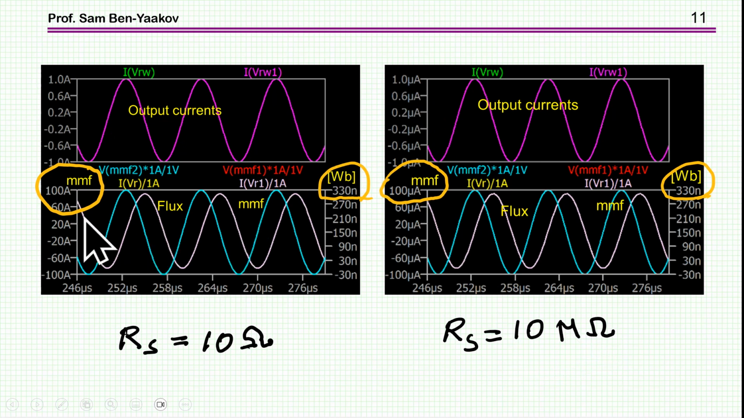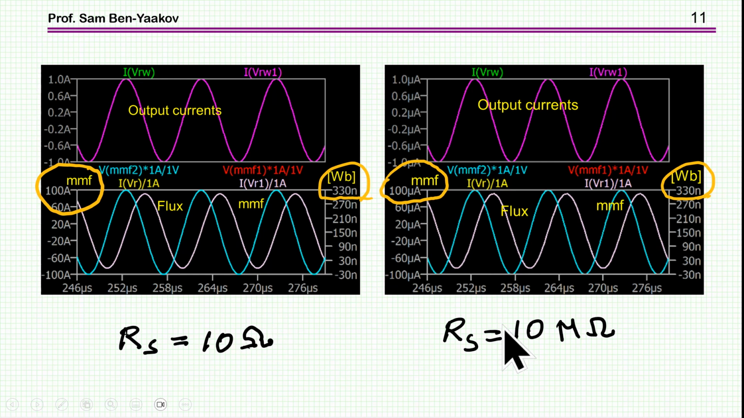Now obviously the MMF, that is N times I, is much larger here for the 10 ohm because the current is large, and it is much smaller here. But see, what is the flux? The flux is exactly the same. See, the scale here is 330 nanoweber, and this is exactly the scale here. So the flux in these two cases is the same.